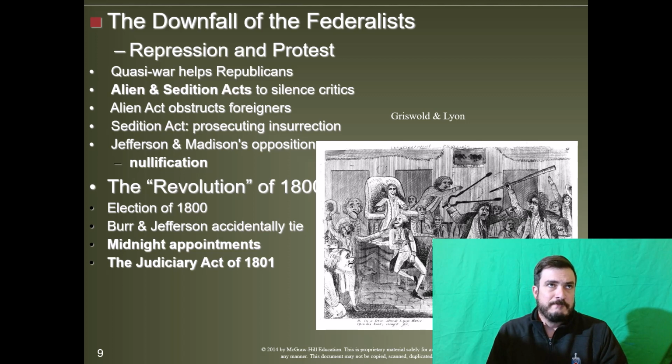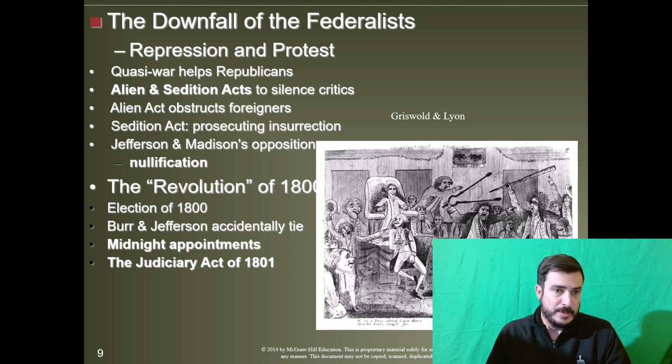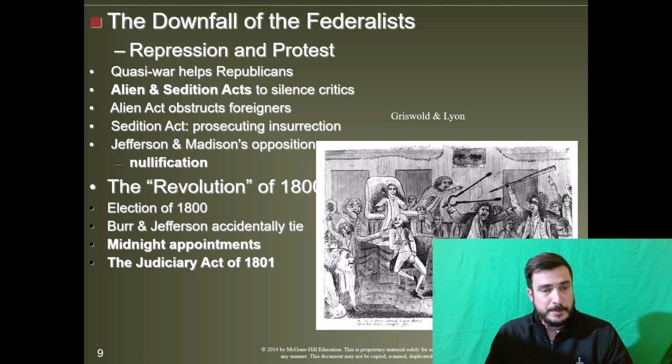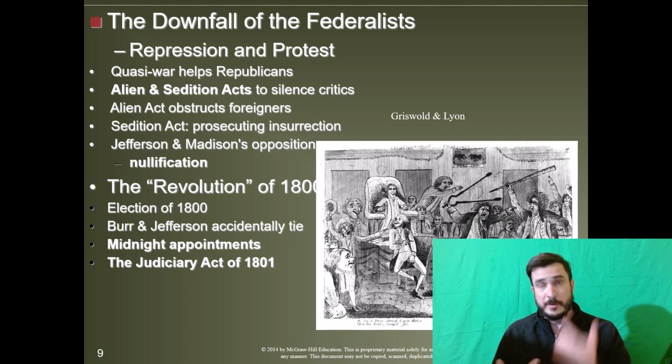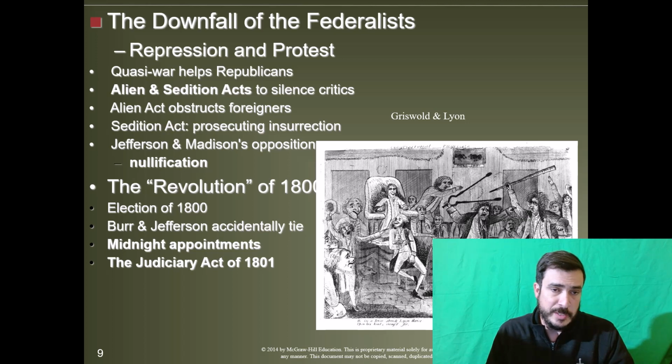So by 1797, I think it is, the Congress of the United States, controlled by the Federalists, passes a couple of laws known as the Alien Act and the Sedition Act, the Alien and Sedition Acts. The Alien Act would obviously allow the federal government to deal with foreigners. In this case, deport them if they were accused of threatening the integrity of the United States government.